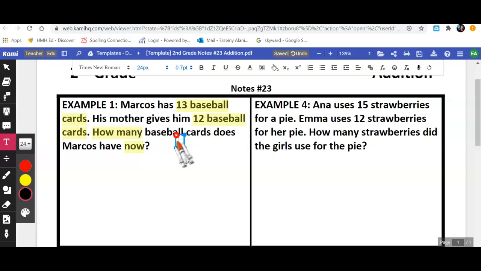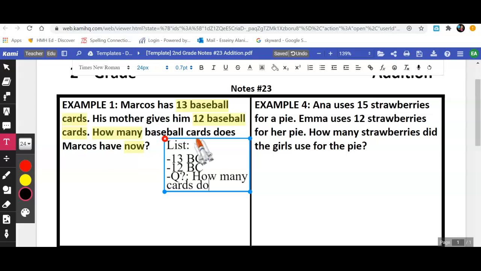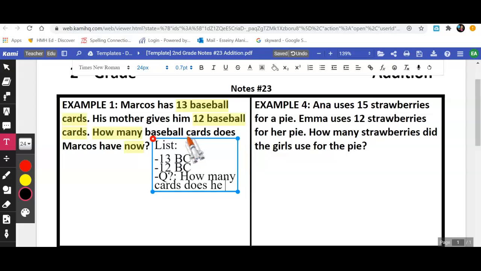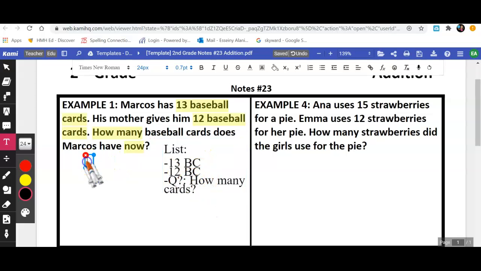we create our list to draw out the most important information. 13 BC for baseball cards, and then his mom gives him 12 BC for baseball cards. And the question is, how many cards does he have? How many cards? Because that's long, we just need to write the most important. Well, we're going to write our number sentence.